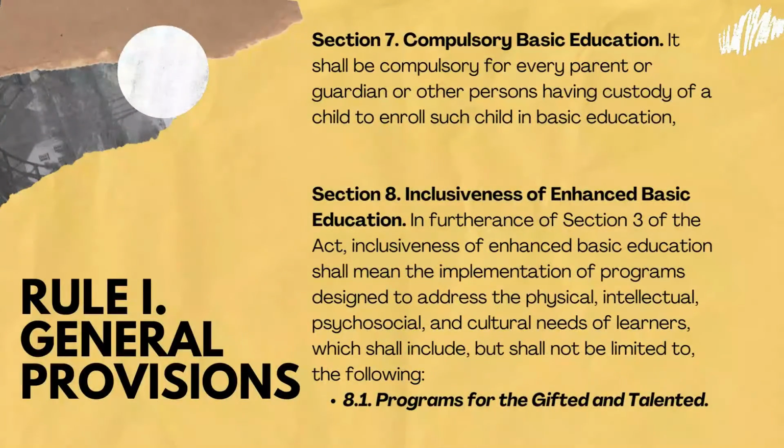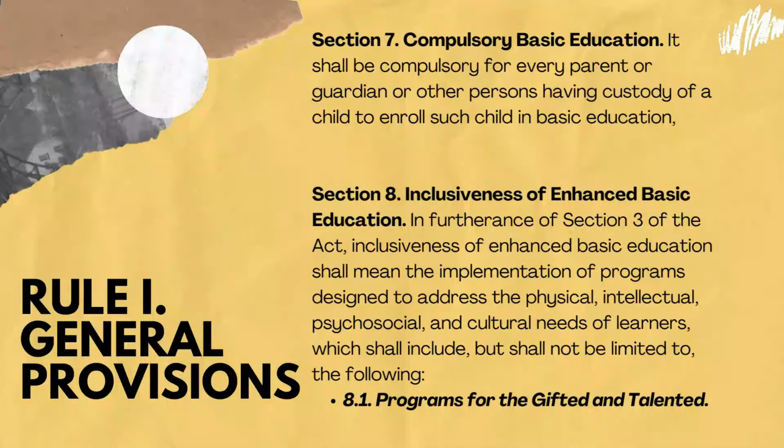Section 7 of Rule Number 1. Compulsory Basic Education, where it shall be compulsory for every parent or guardian or other persons having custody of a child to enroll such child in basic education, irrespective of learning delivery modes and systems, until its completion, as provided for by existing laws, rules, and regulations.